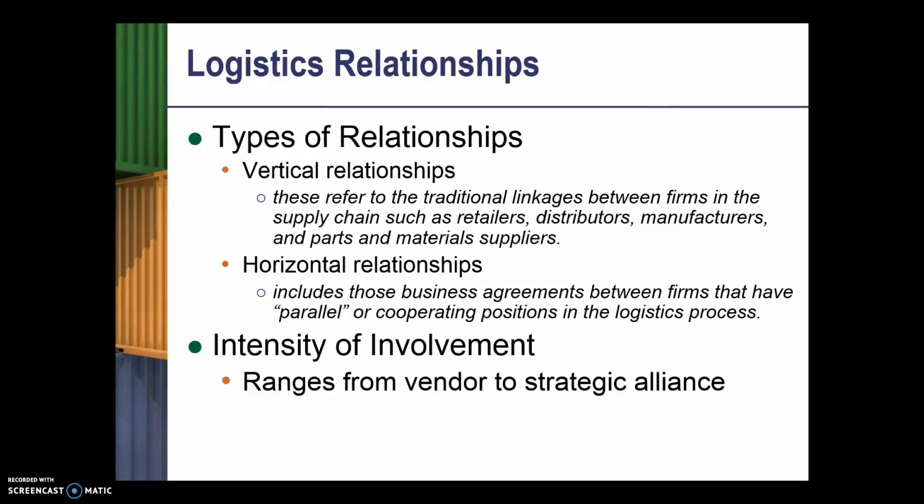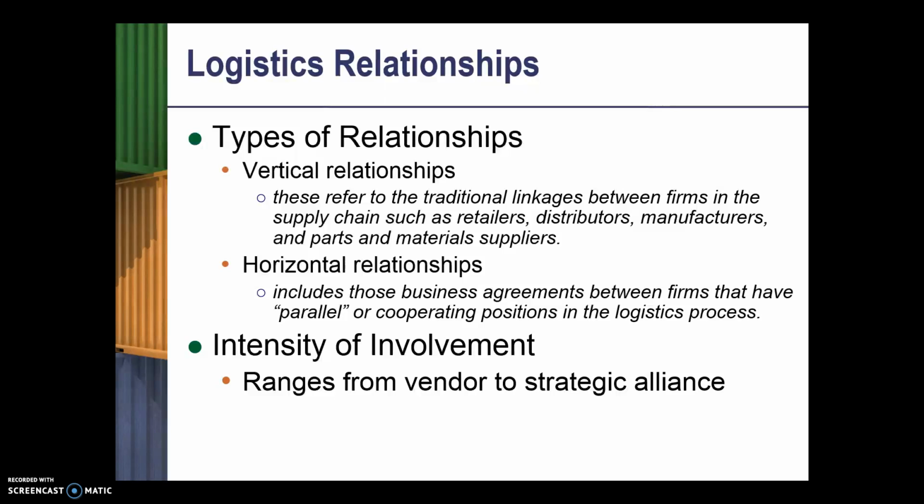So at this point, I gave you one example. You need to think of a couple of companies, one that has a vertical relationship and one that has a horizontal. You might want to do a Google search or do some kind of research on your own, and you can send me an email and tell me what other companies besides the one I mentioned have these types of relationships. Also, we're going to look at the intensity of involvement.